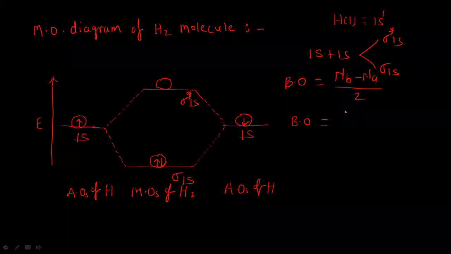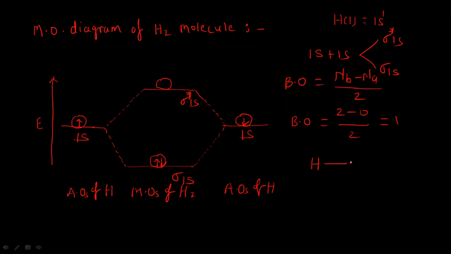Number of bonding electrons is only 2. Number of antibonding electrons, no electrons here, 0, divided by 2. So it is equal to 1. It means that the bond order in the hydrogen molecule is 1. So therefore, in the hydrogen molecule, there is a single covalent bond, and that covalent bond is a sigma bond, because there is a formation of sigma molecular orbitals.